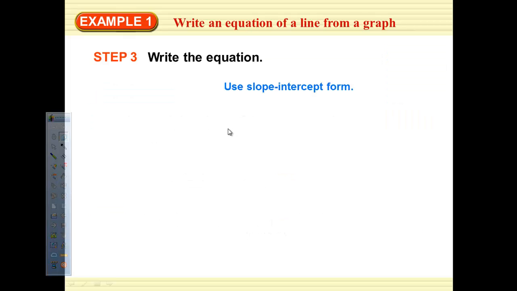So if we were to write the equation, we plug in negative 2 for our slope, and we plug in 4 for our y-intercept, and there's our answer. Most of the time the y-intercept needs to be calculated, and I'll show you how to do that next.